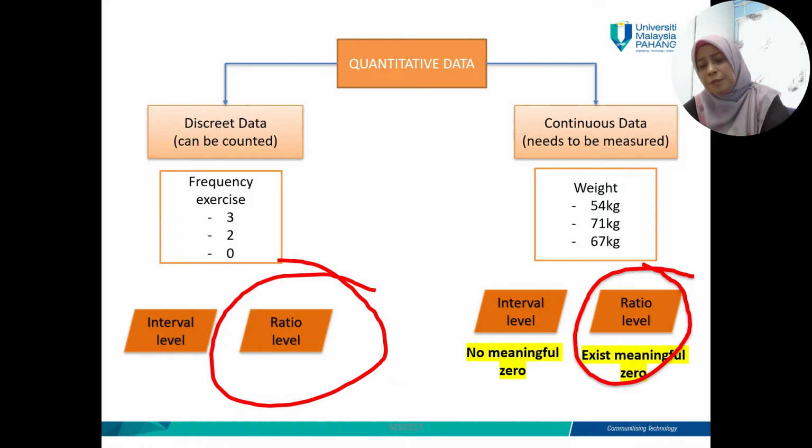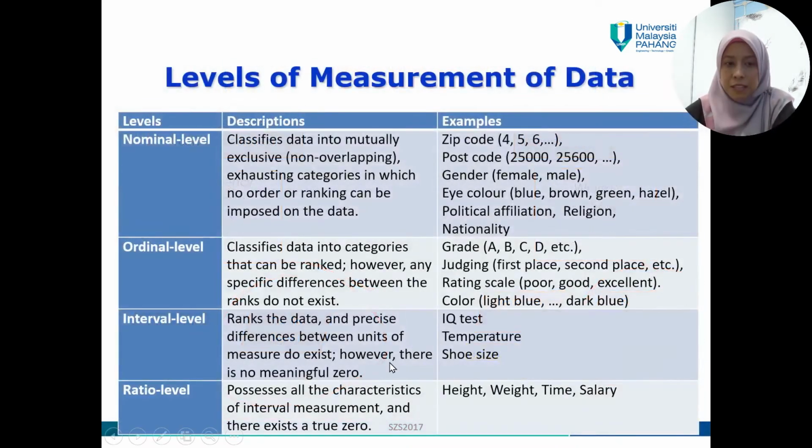Actually there are not many quantitative data which are interval level. It's very hard to find. Kalau ada pun, for example, IQ test. Now, why is IQ test considered as interval level? Because it has no meaningful 0. Now, if you do an IQ test and you get an IQ of 100 something, you will be considered as maybe a genius or intermediate, correct?